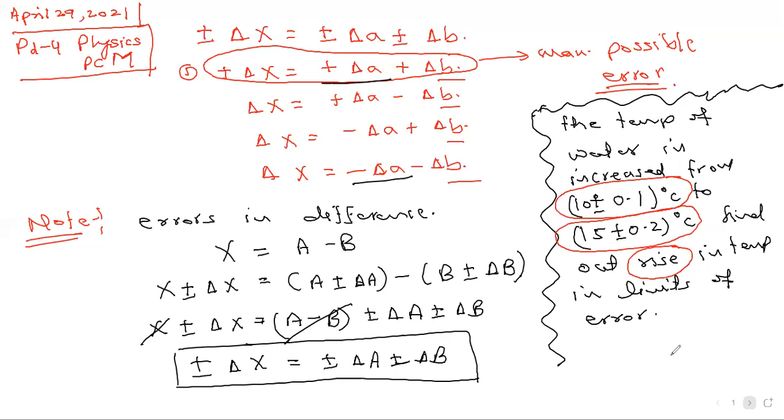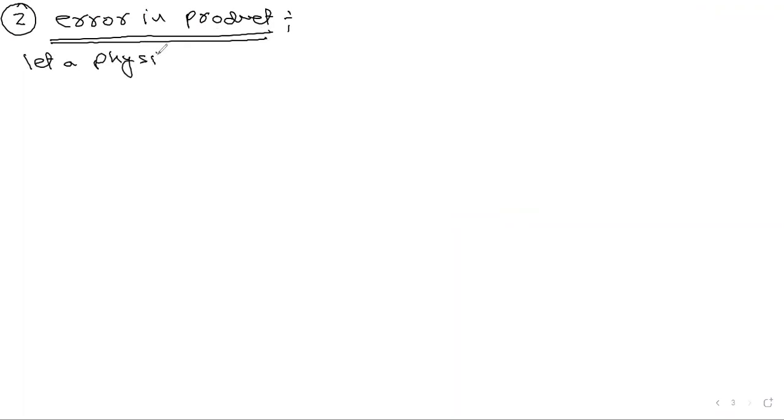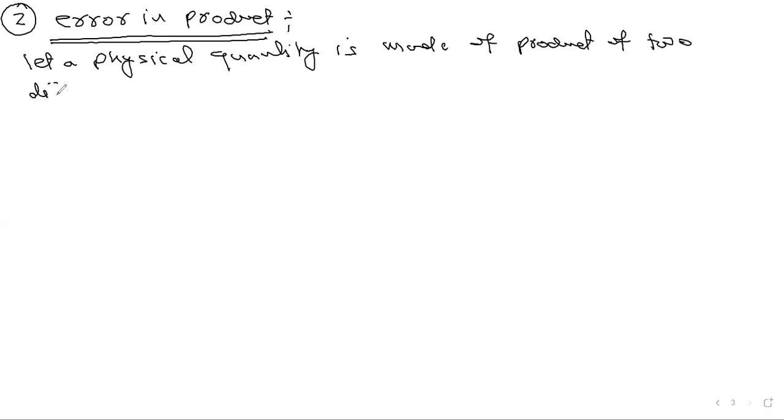Now you see, first was the error in addition. Then the error in subtraction was taken in the note. Now error in multiplication, error in product. Let a physical quantity be made of the product of two different physical quantities. Example, force equal to mass into acceleration.